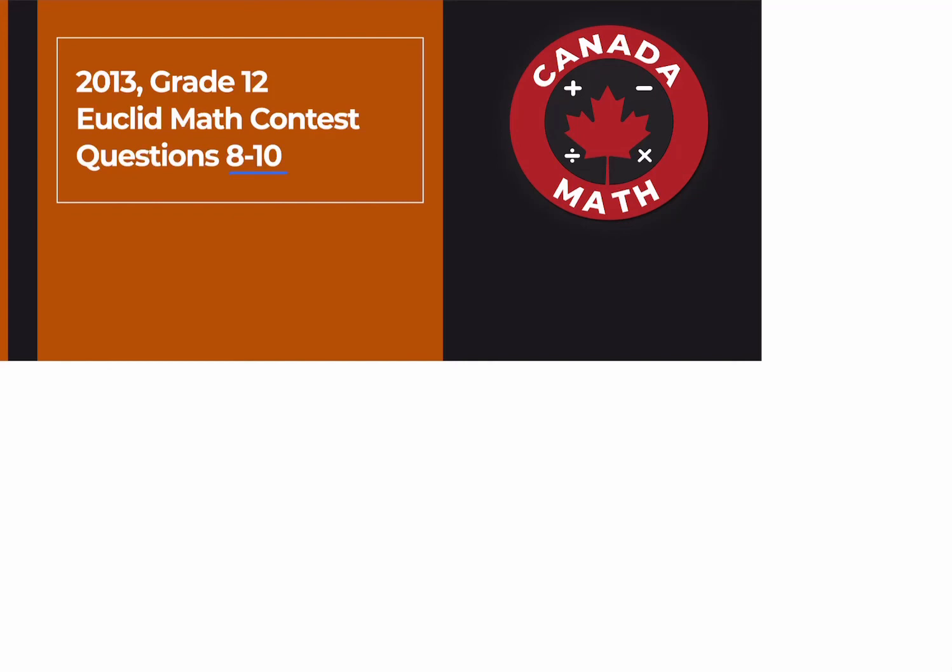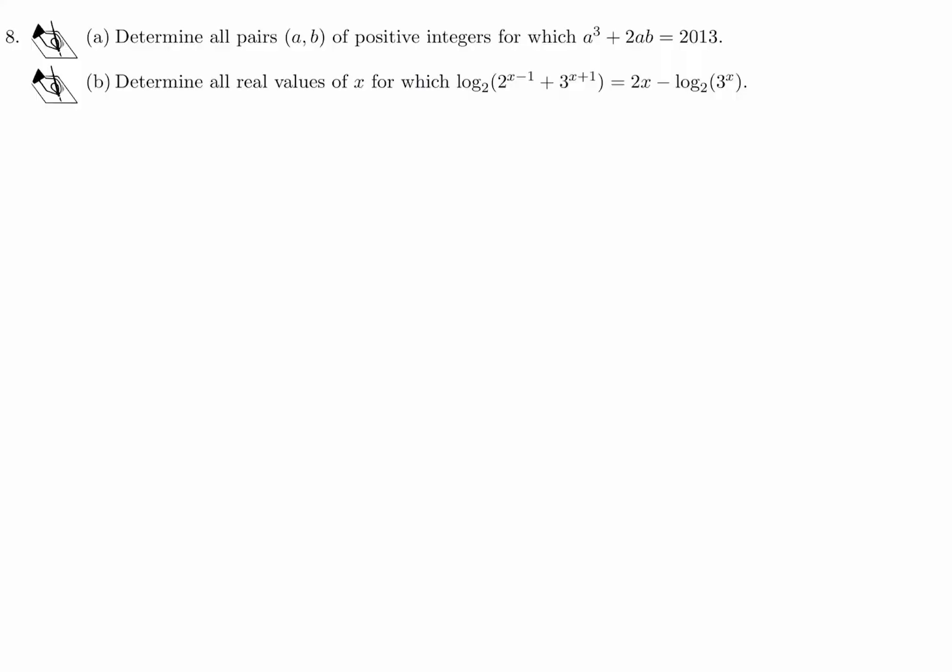Questions 8 through 10 on the 2013 Grade 12 Euclid Math Contest. Determine all pairs (a, b) of positive integers for which a^3 + 2ab is 2013. a^3 + 2ab is equal to 2013.